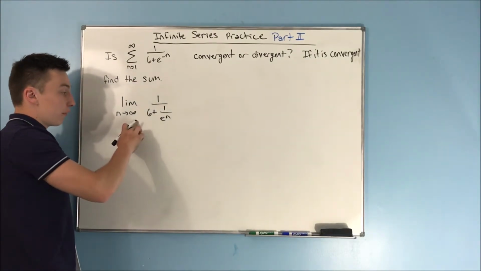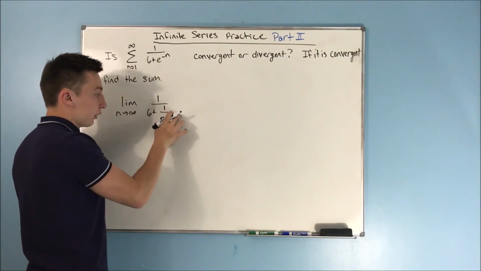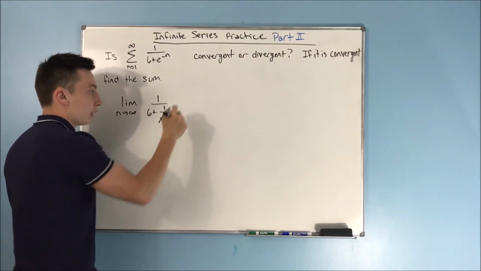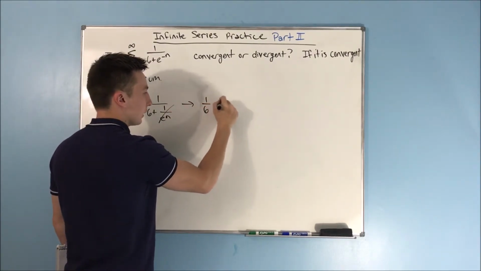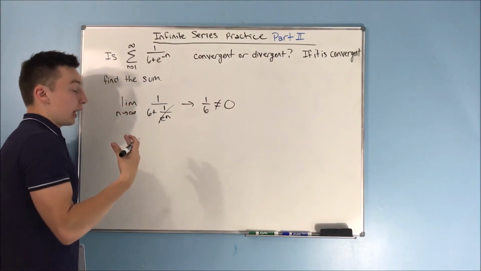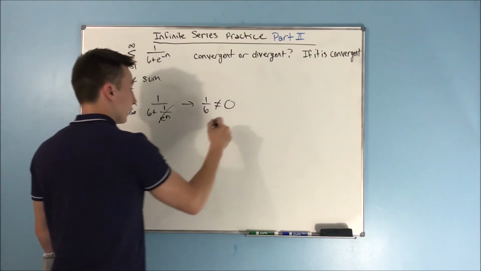And as n approaches infinity, this is just going to get larger and larger and larger, so this will go to 0. And you're left with 1 over 6, which is not equal to 0. And that means that this diverges.